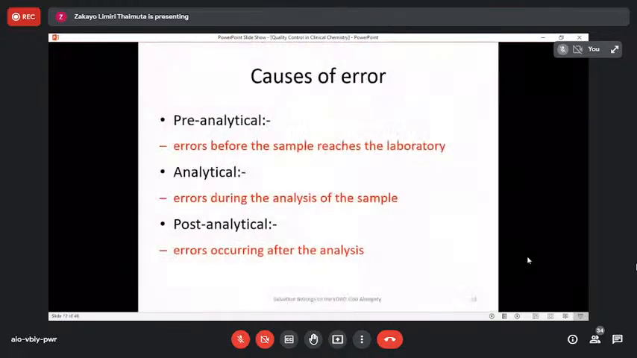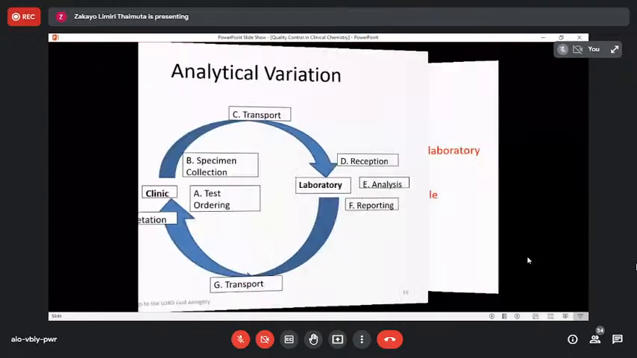Coming to analytical variations. Analytical variation is broadly divided into three. There are those variations that occur before the samples are analyzed. That is what we call pre-analytical errors. Then there are those errors that can occur during the analytical process, and that is what we call analytical. There are those that occur after the test has been done, that is post-analytical.